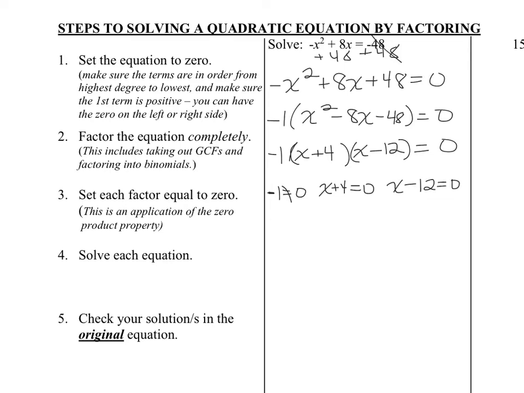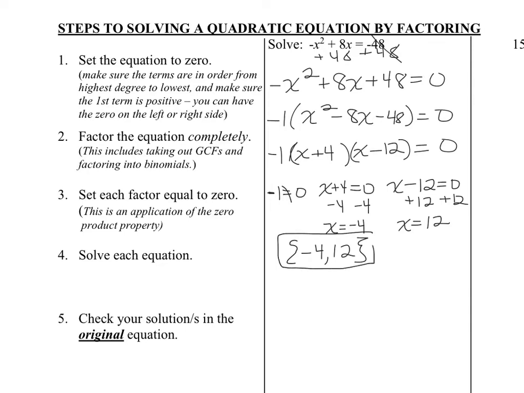And then you solve each of your linear equations. So when I solve x plus 4, I'm going to subtract 4 from both sides. I'm going to get x is equal to -4. And then in the other one, I'm going to add 12 to both sides. And I'm going to get here that x is equal to 12. So my solution is that x is equal to -4 and 12. So you can put it in set notation, or you can just write your answer as x equals -4 and 12. Okay?